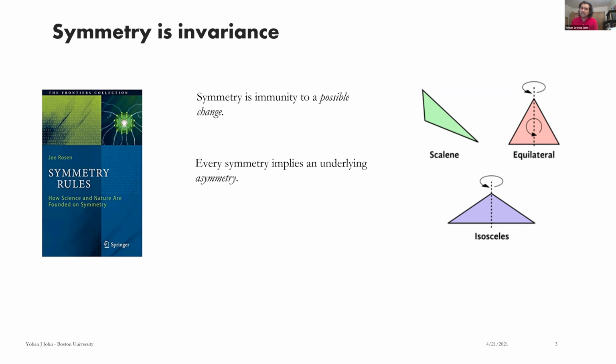Just looking at the examples that I've given you, can you tell me what might be the underlying asymmetry that I might be thinking about? Let's pick the equilateral triangle. And the possible change is, let's say, rotation by 120 degrees. The triangle looks the same after rotating by 120 degrees. So when I say every symmetry implies an underlying asymmetry, what does that mean?